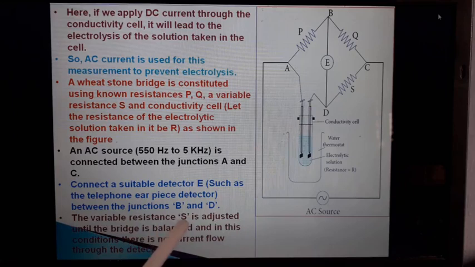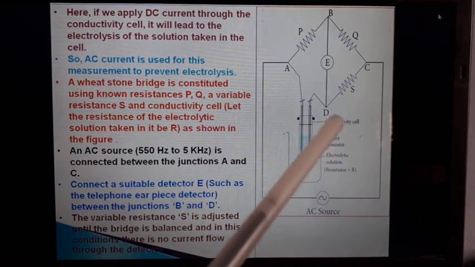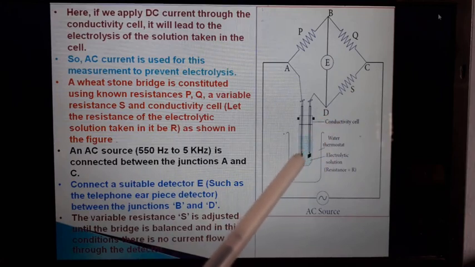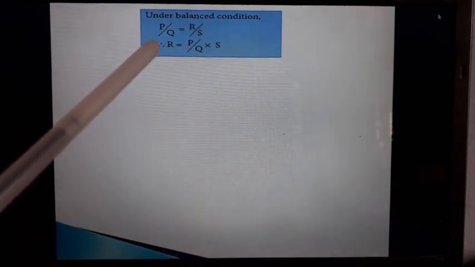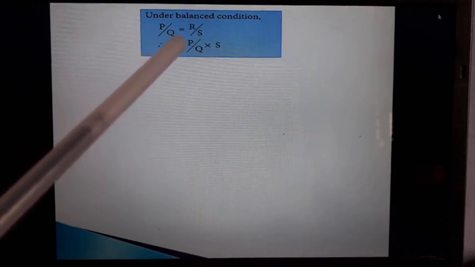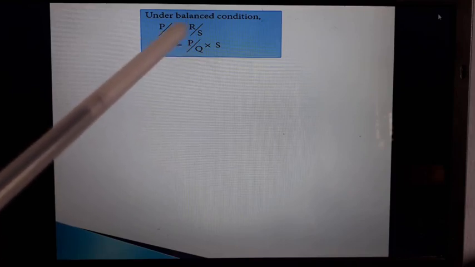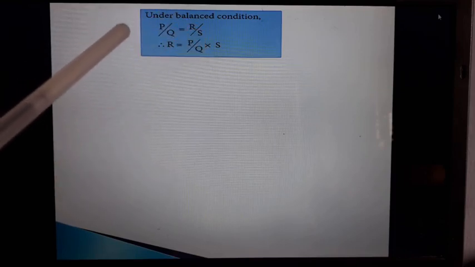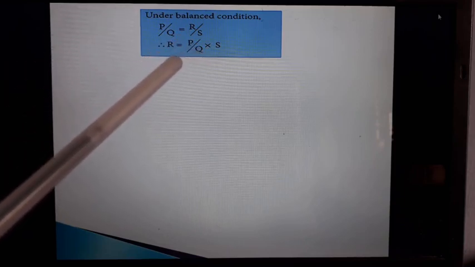Now the variable resistance S is adjusted till the bridge is balanced. The Wheatstone bridge adjustment is done with the variable resistance S. Now the relationship in the Wheatstone bridge is P by Q is equal to R by S. I want R, so I shift S to the left side: R equals P by Q into S. This is the relationship.